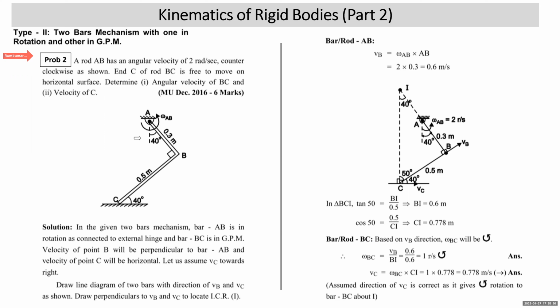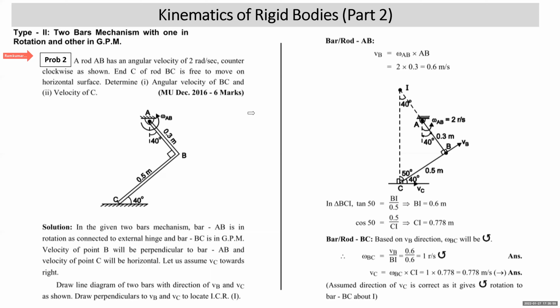There is a slight printing error in the problem. What is that? At B, the internal hinge is missing. There has to be an internal hinge at B in the problem. So there are 2 bars in the mechanism, bar AB and bar BC, and the 2 bars are connected together at B by an internal hinge. So we'll understand bar AB is in rotation, bar BC is in general plane motion.